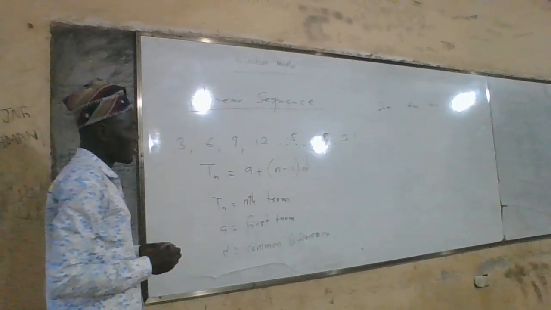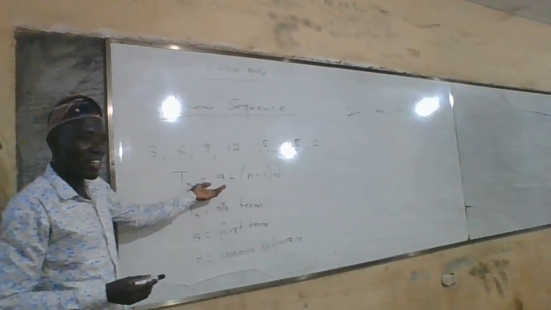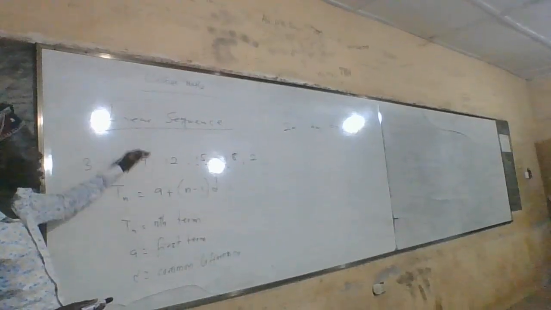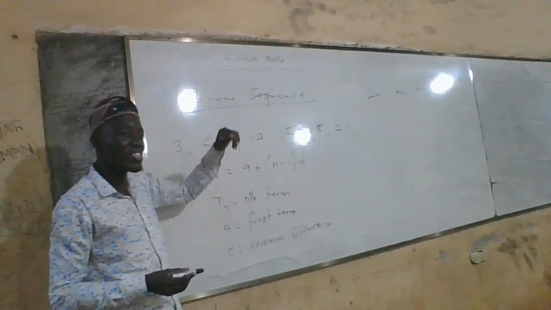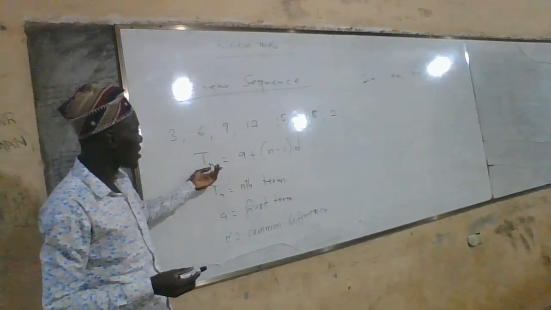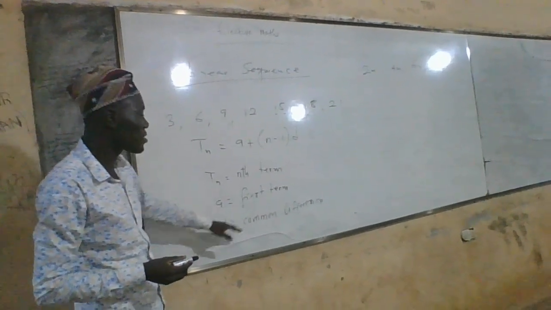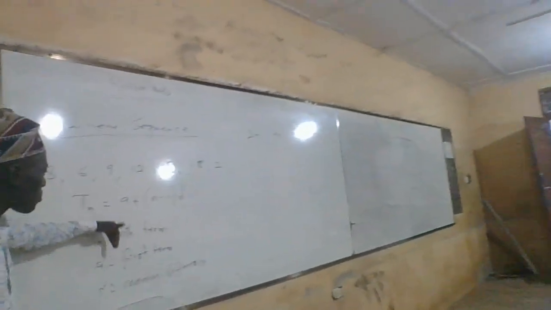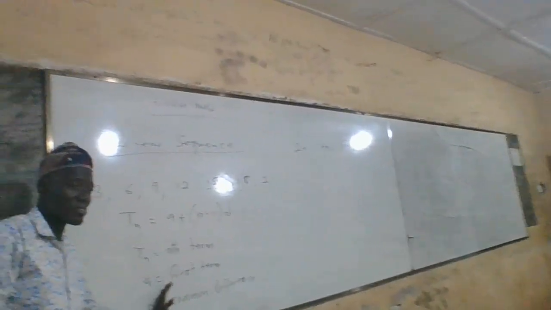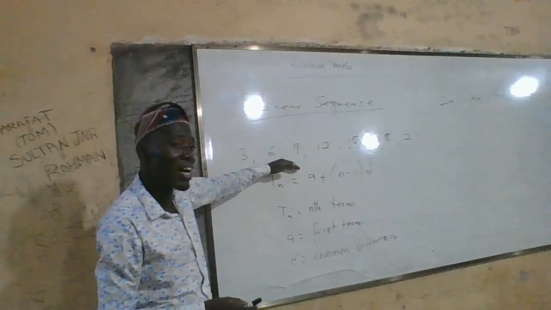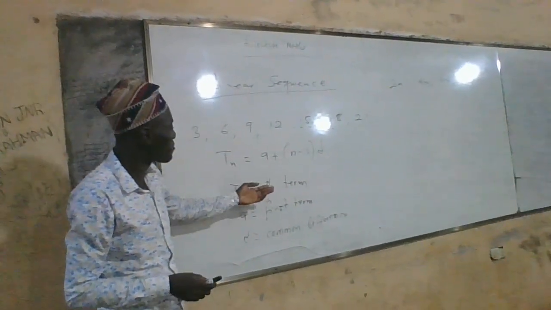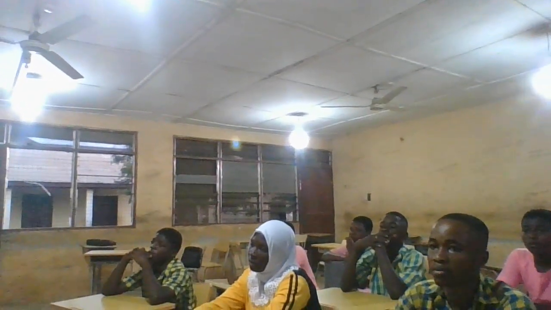So now, from this formula, which is the formula for finding the nth term of a linear sequence, we're saying that Cn stands for nth term, a stands for first term, and d stands for common difference. So if you compare these particular mathematical terms to the illustration we have up here, what will be the first term of this illustration? Yes, 3 will be the first term.